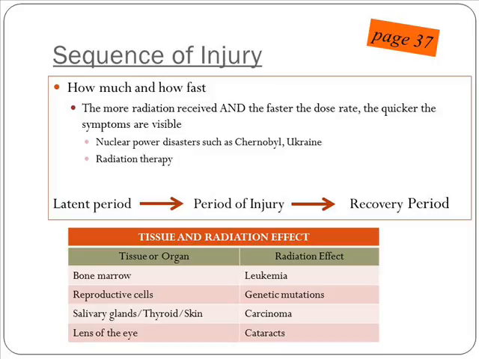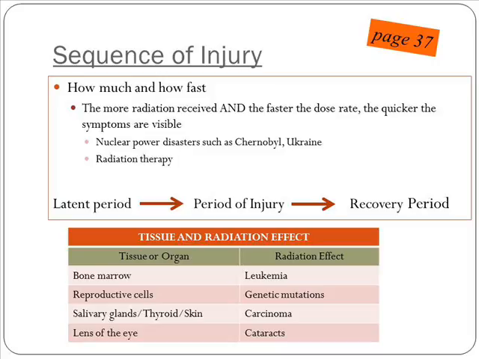So at the bottom of page 37, you have this table 4.1, and I've repeated it here in the lecture notes, describing the tissues that are most sensitive to radiation and the radiation effect that can happen. Bone marrow, one of the most sensitive tissues to radiation. If we have too much radiation, it can cause leukemia. Our reproductive cells can cause genetic mutations with too much radiation. Salivary glands, thyroid, and skin can cause carcinoma, which of course is cancer. And then lens of the eye, if we get too much radiation in the lens of the eye, it can cause cataracts.